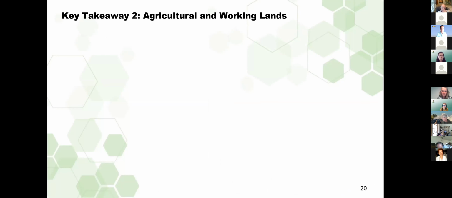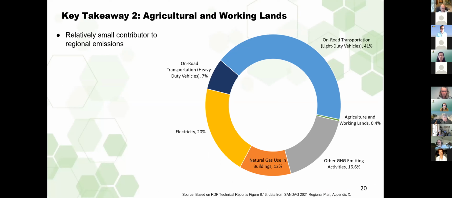This section of the chapter found that carbon farming practices can both reduce the annual emissions from agricultural lands and simultaneously sequester carbon dioxide. Before discussing agricultural and natural climate solutions, it is important to recognize that agricultural and working lands are a relatively small contributor to regional emissions. The 2021 SANDAG Regional Plan estimates of 2016 regional emissions found that agricultural and working lands only contributed approximately 0.4% of total regional emissions.